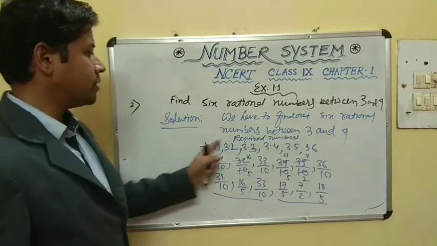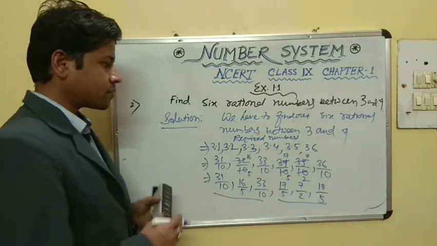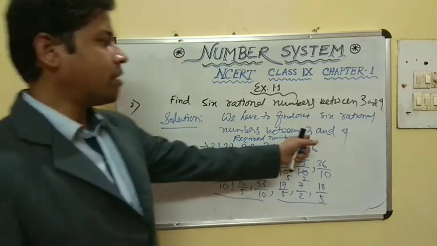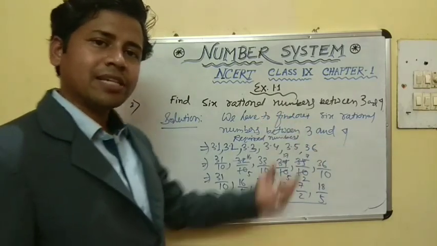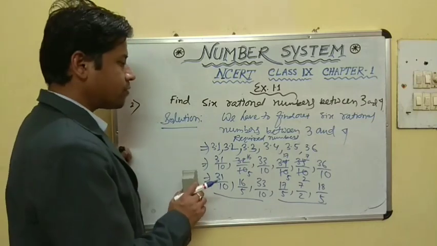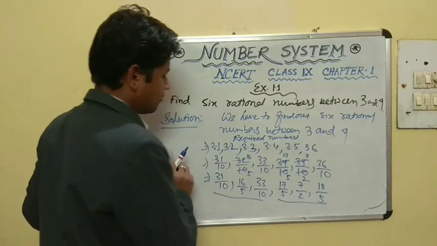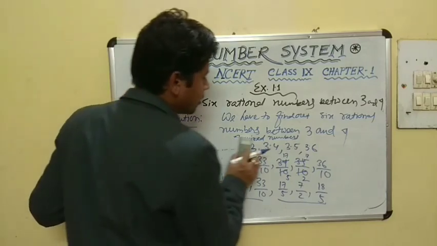So the required numbers are these. But if you want to find them by a different process, the second method we discussed before, then you can also find them that way. I am also discussing the second method. I am cleaning this.